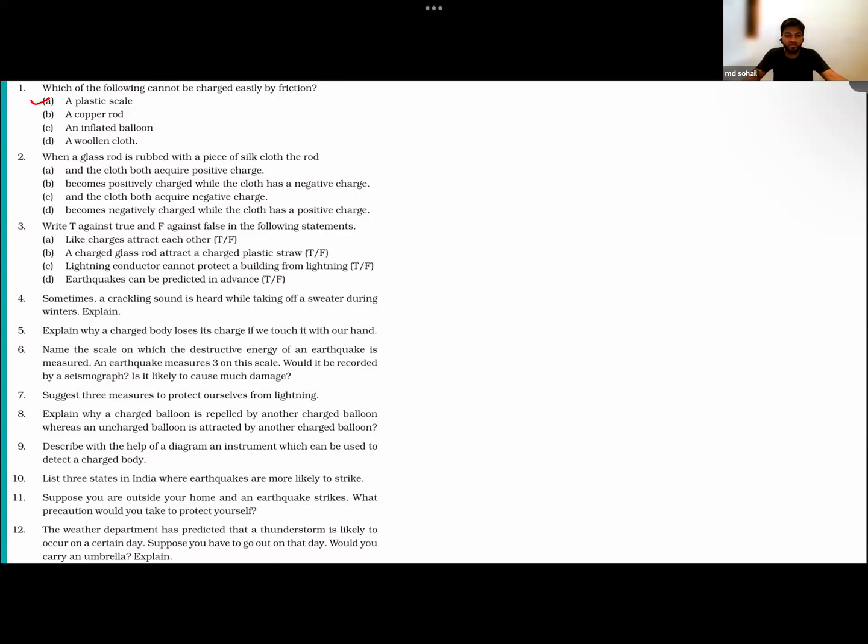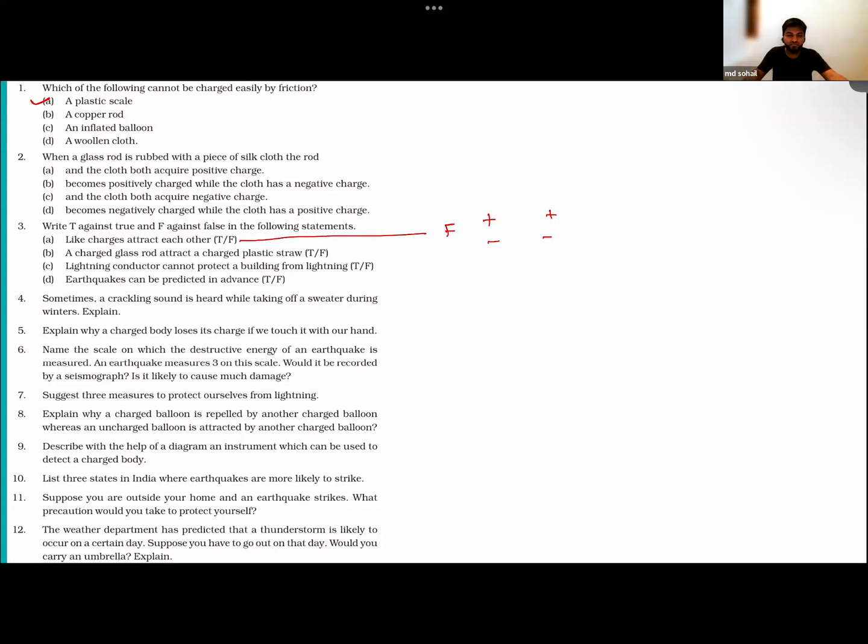Like charges attract each other. A charged glass rod attracts a charged plastic straw. Lightning conductor cannot protect a building from lightning. What about the first one? Like charges attract each other. What are you saying, Arhan? Like charges are plus plus, minus minus. So will they attract or repel each other? Sorry, sir. Okay, so that is false.